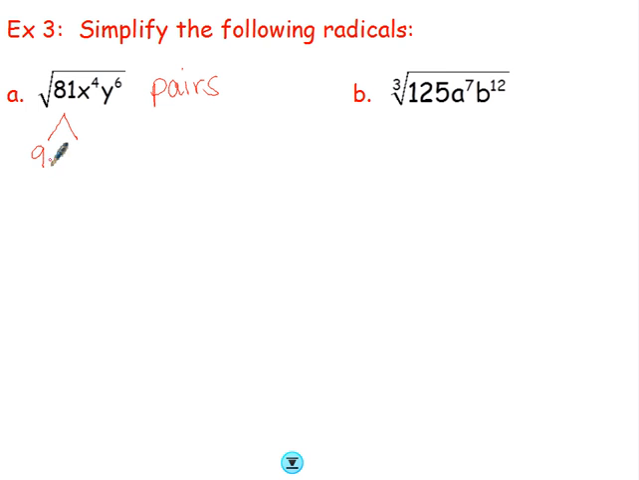81, 9 and 9, 9, 3 and 3, 9, 3 and 3, we're done there. So here's the easier way of doing the letters.